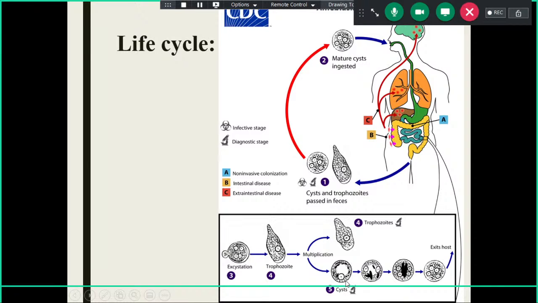First the cyst will be uninucleate, which will convert into binucleate, which will further convert into quadrinucleate, and this quadrinucleate stays if present in the intestine. If this trophozoite is in the intestine or liver, it will reach the large intestine and the rectum, and from there it will exit the host and go to the environment, and in the environment it will contaminate food and water, and then it can infect subsequently another host.